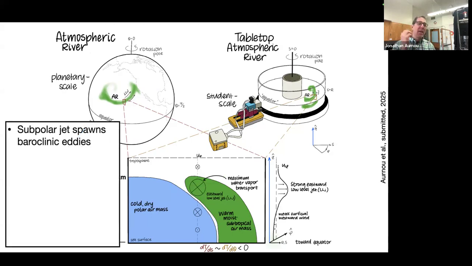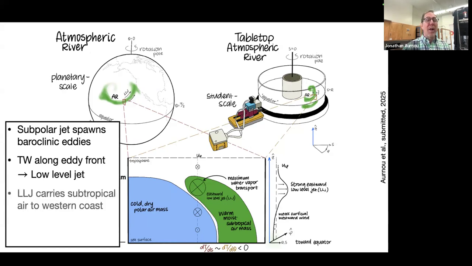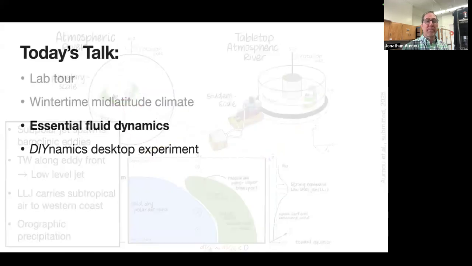And so what's going on? The subpolar jet forms around the polar vortex. It then becomes unstable. At its edge, you get a low-level jet, and that low-level jet carries subtropical air to the west coast of the bounding continents. When it hits the continents, you get rain.